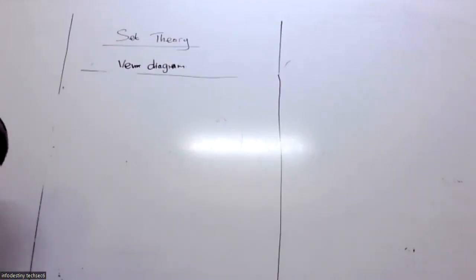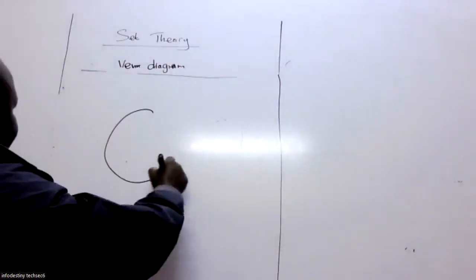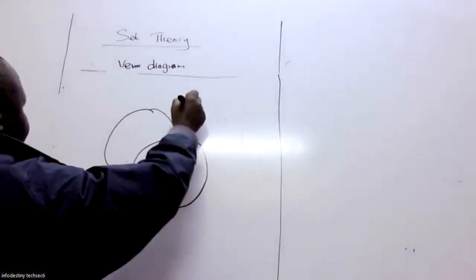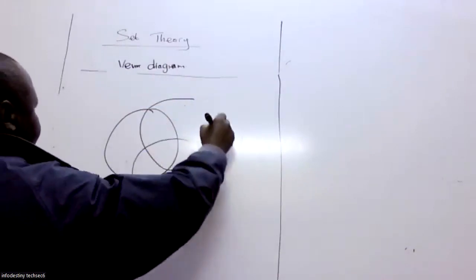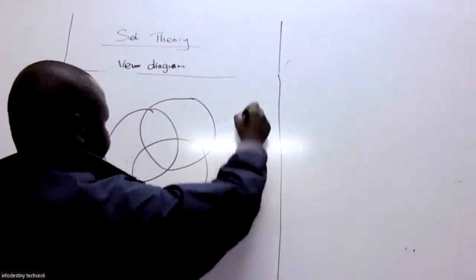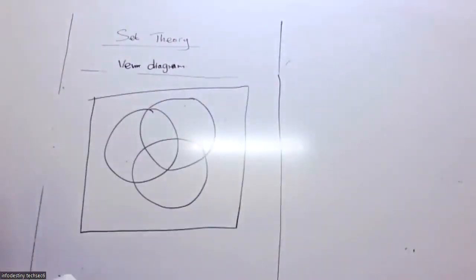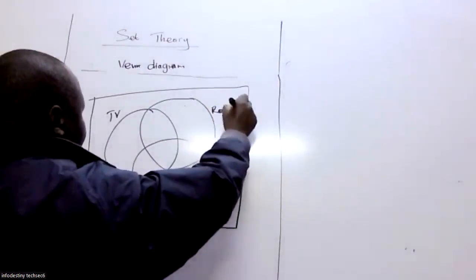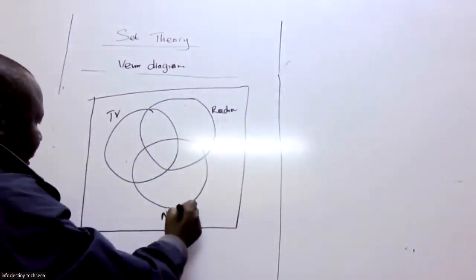Okay, so we have the advertising. The clients are using television, we have radio, and then we have newspaper. We are together. So let's first draw the diagram. That's the Venn diagram. So this is going to be the television, radio, and newspaper.